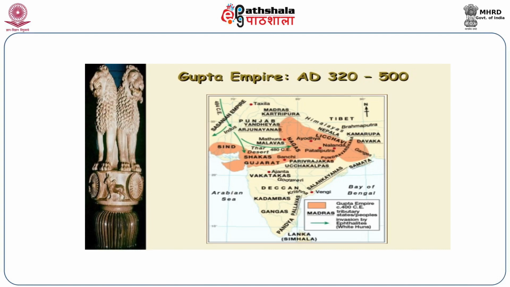You can see in the middle the Parivrajakas, the Uchakalpas. These were the powers present during the time of the Guptas, and we will discuss how these powers, from being subordinate to the Guptas, gradually rose into prominence, and finally with the disintegration of the Gupta power became important kingdoms of the early medieval period. So there was a major power formation.